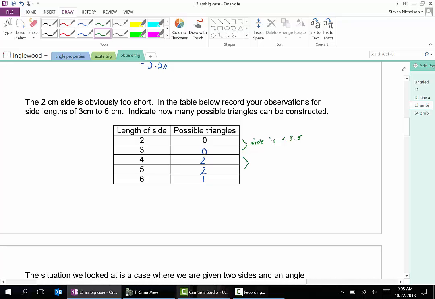Well, what do you notice about these 2 things right here? Well, side length 4 and side length 5, the side is greater than 3.5. So 4 is bigger than 3.5 and 5 is bigger than 3.5. But it's also less than the other side, 5.5. And then finally, how do you only get 1 triangle? Well, the side is greater than 5.5.